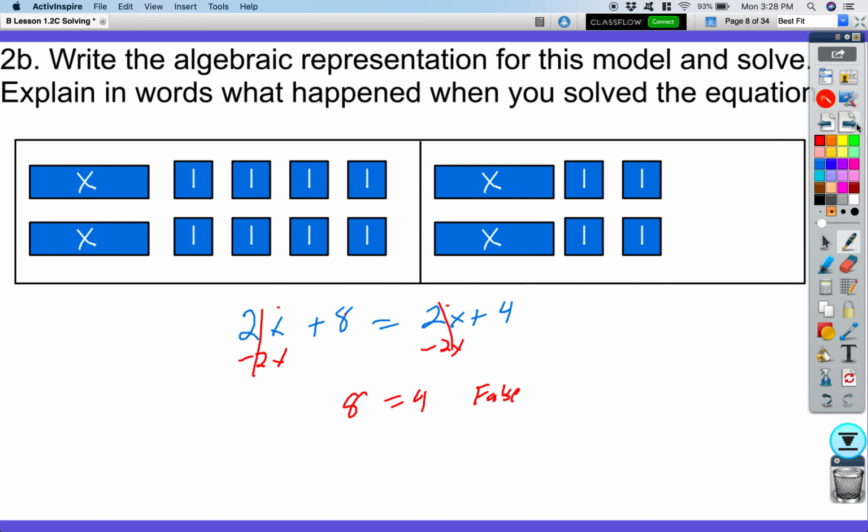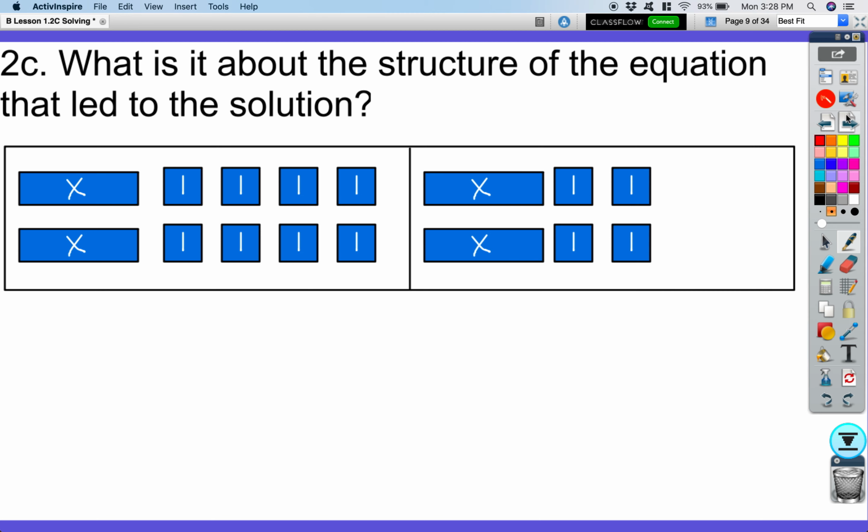my constants were different. So what about the structure of the equation that led to the solution? As we just said, we had the same amount of x values, but constants were different.